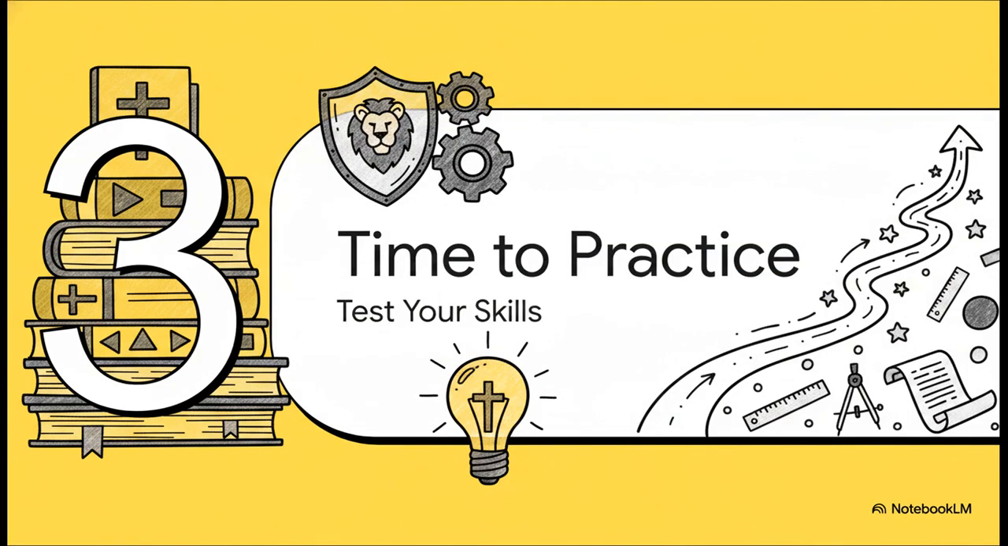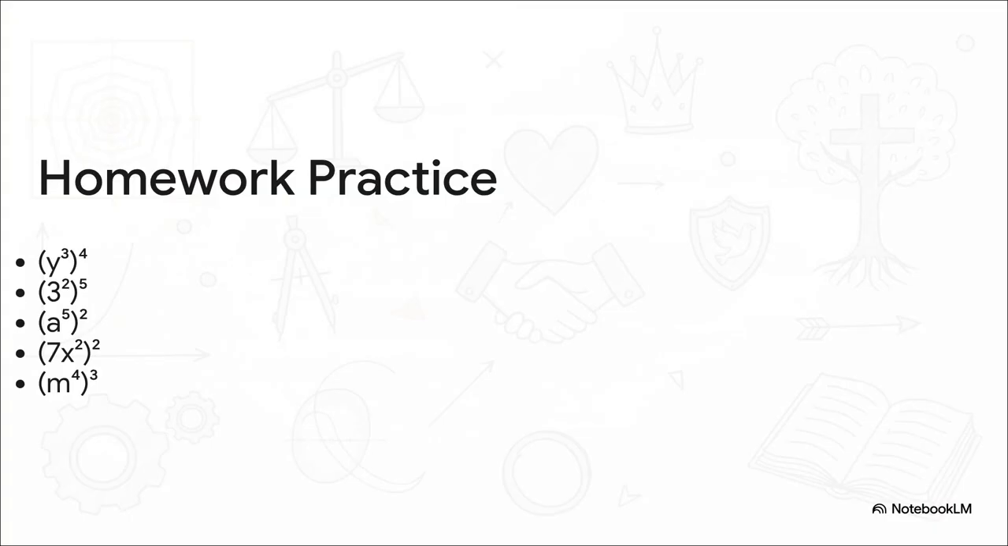Section 3. Your turn to practice. All right, now it's your turn to flex this mathematical superpower. Here are your 5 homework problems. Number 1, y cubed to the 4th power. Number 2, 3 squared to the 5th power. Number 3, a to the 5th, squared. Number 4, be careful on this one, 7x squared, all squared. And finally, number 5, m to the 4th, cubed.